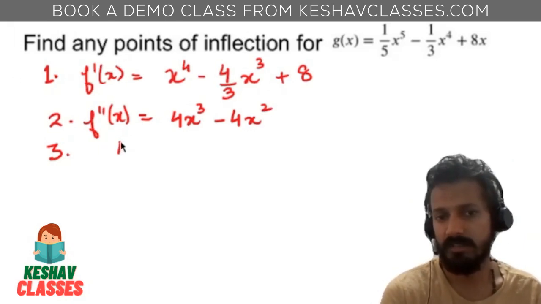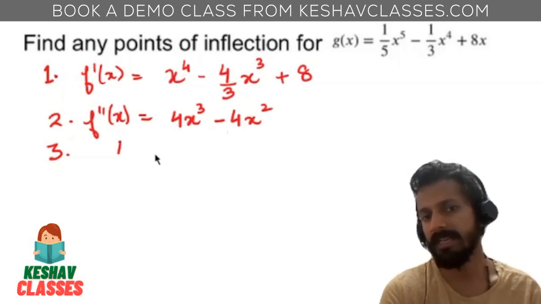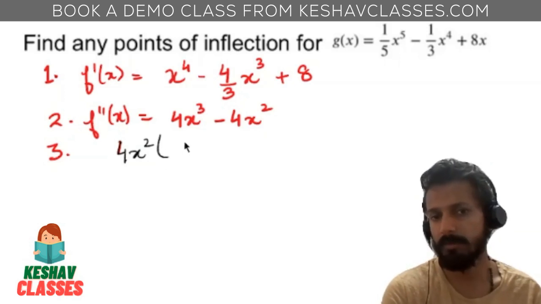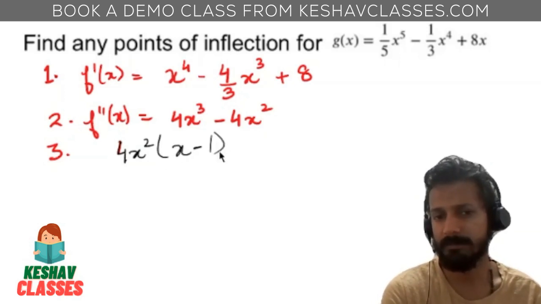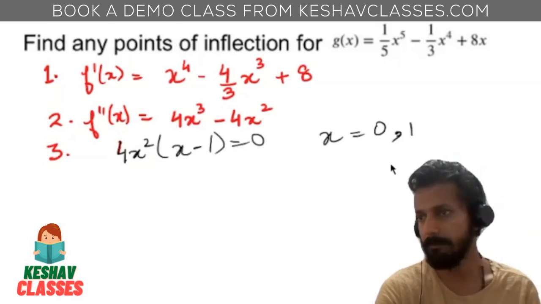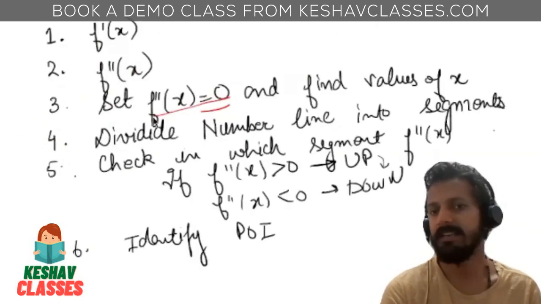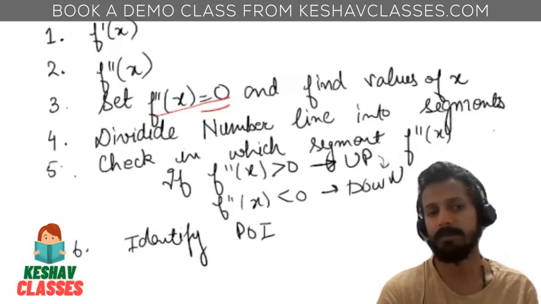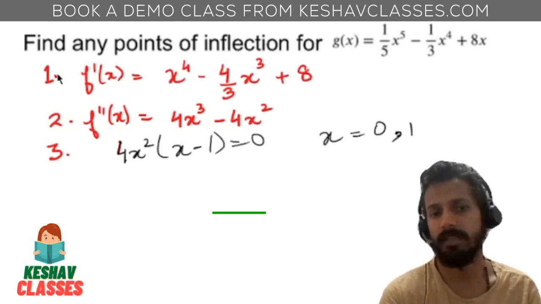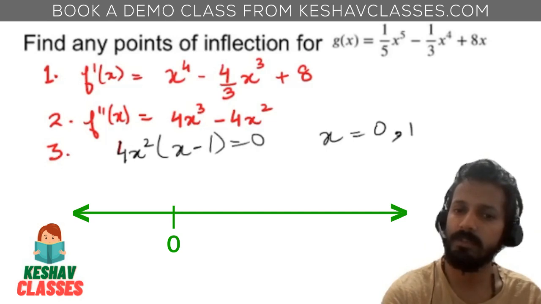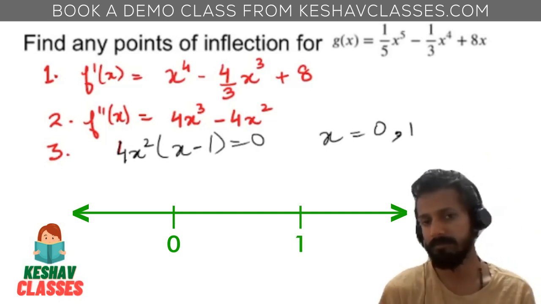Let's change color. So this is 4x cube minus 4x square. Let me take 4x square common. This is just x minus 1 equal to 0. From here you can get x is equal to either 0 or 1. The next is divide the number line into segments and check where your double prime of x is positive or negative. So let me have a number line. I'll have 2 points on this. This is 0 and this is 1.